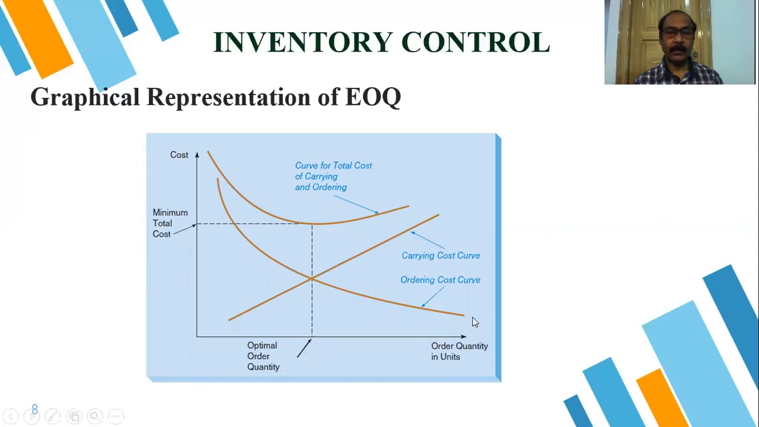This is the ordering cost curve. This is the carrying cost or holding cost curve, and this is the total cost curve. At the bottom of that, if we draw the tangent and the perpendicular, which passes through the intersection, where it meets the quantity axis, that is our economic order quantity or optimal order quantity. From the graph we can say that.